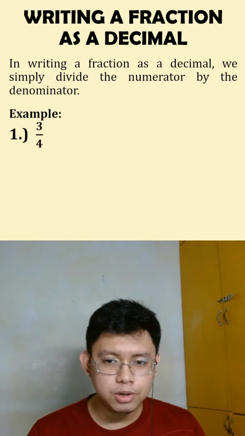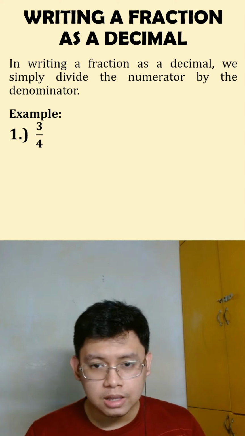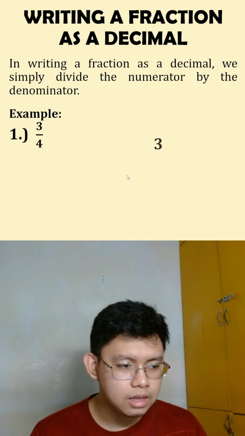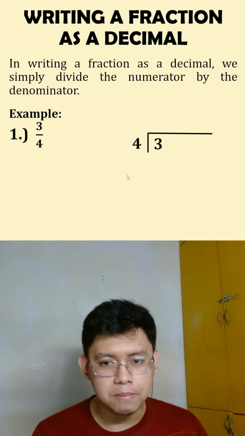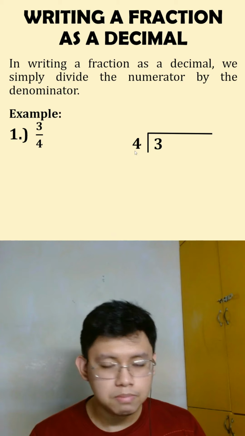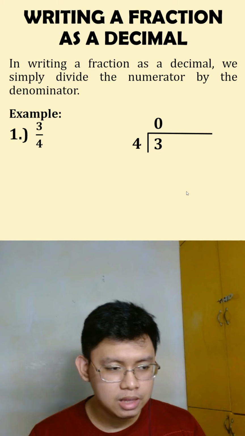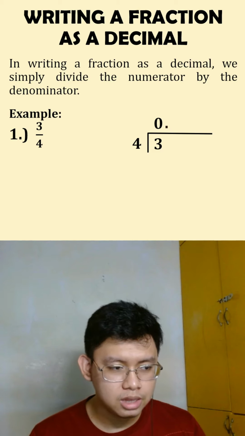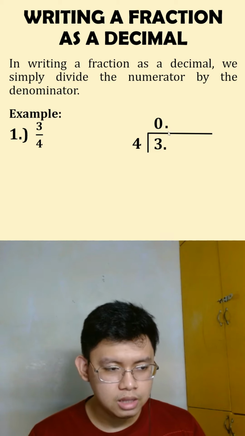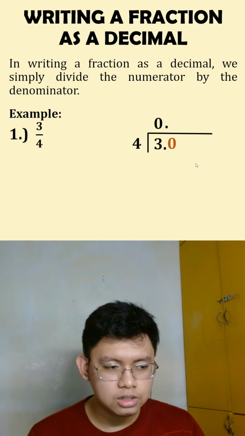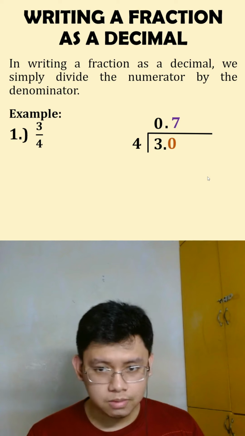For example, we're going to convert 3 over 4 to decimal. Ang gagawin natin, yung numerator natin, i-divide natin by our denominator. So, 3 divided by 4. Let's divide. 3 divided by 4 is 0. Then, let's prepare our decimal point. Lagay natin dito sa katabi ni 0 at katabi ni 3. Tapos, create tayo ng 0. So, we will consider this as 30 divided by 4. 30 divided by 4 is 7.